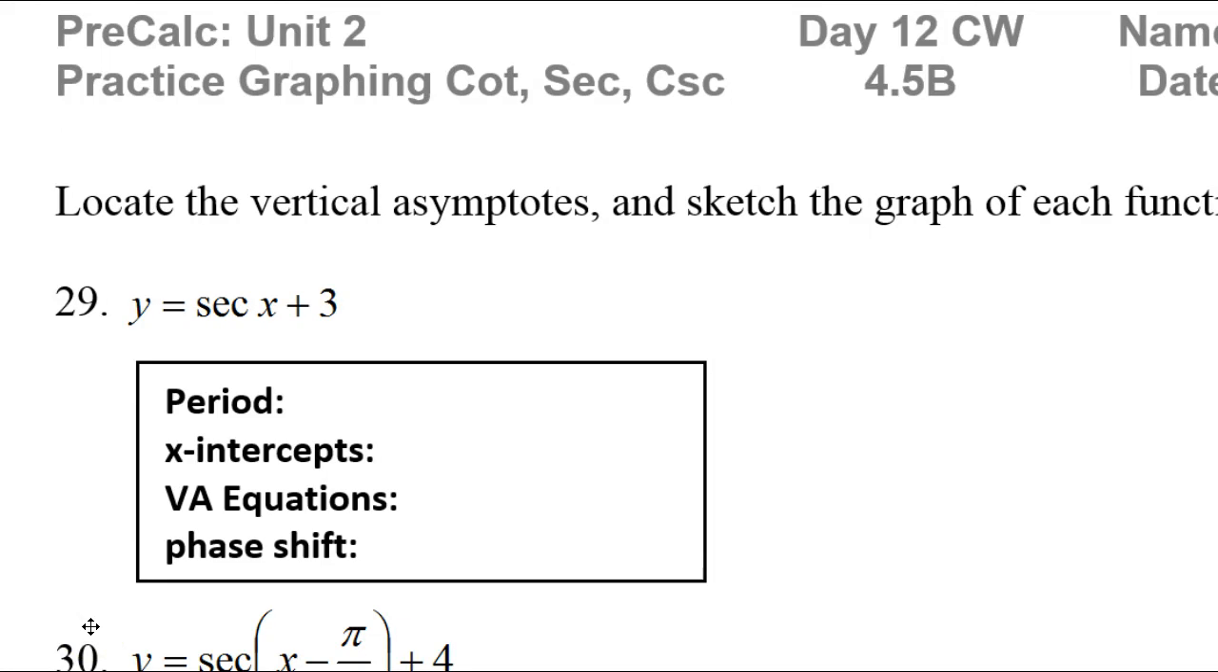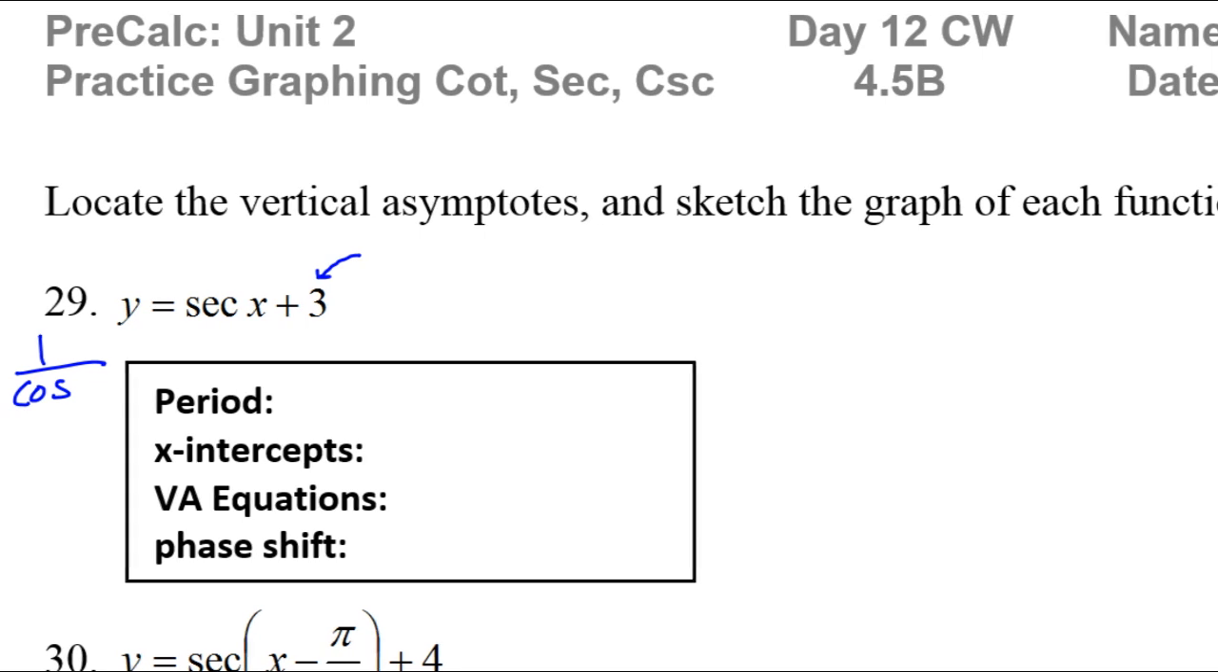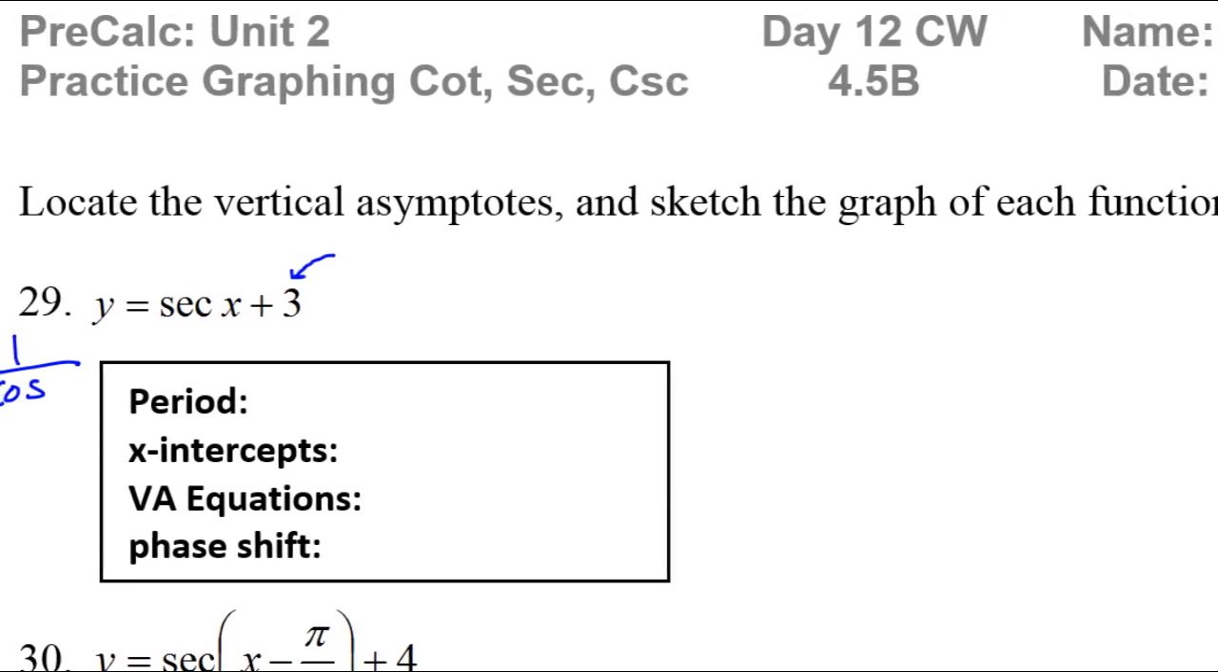In this video, we're going to practice graphing the secant function. So I see that we have a regular secant function, except there's a vertical shift of 3, which will affect the midline. Now, secant is the reciprocal of the cosine function. So that means your best bet is to basically graph the cosine function first, very lightly, and then we'll use that to determine what the secant function looks like.